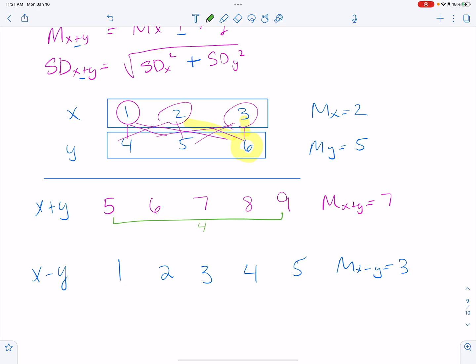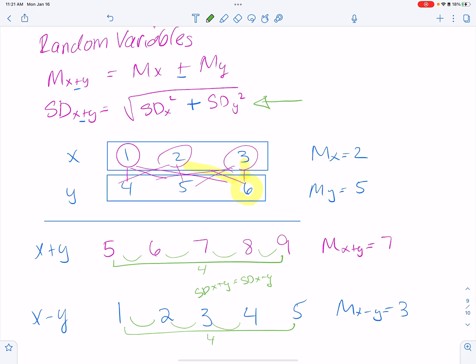5 and 9 are 4 apart. 1 and 5 are 4 apart, and each one in between are 1. So these here are going to have the standard deviations of x plus y equal to the standard deviation of x minus y, because every single value is 1 apart, and this range is the same. So you can see the standard deviations are going to be the same. The spread's going to be the same. So that helps hopefully show you why the standard deviations are the same.